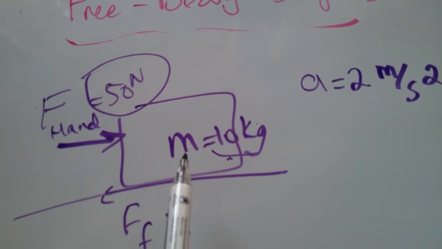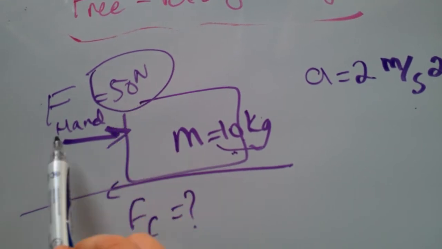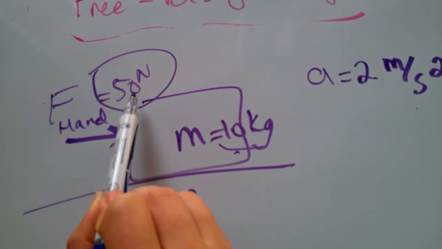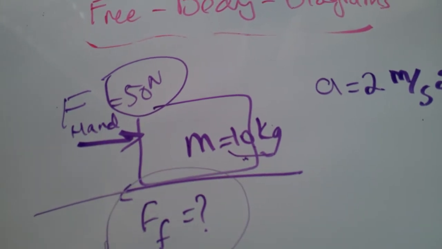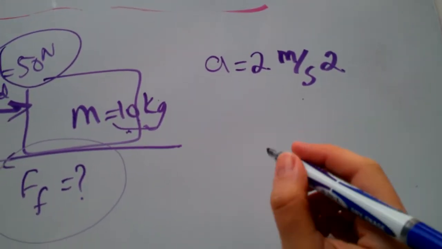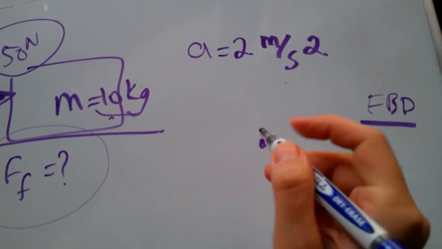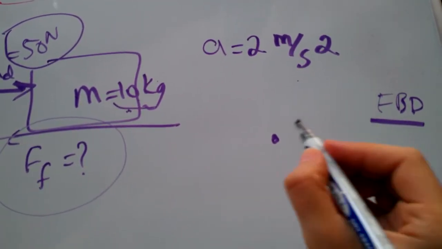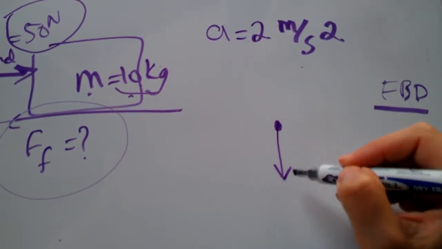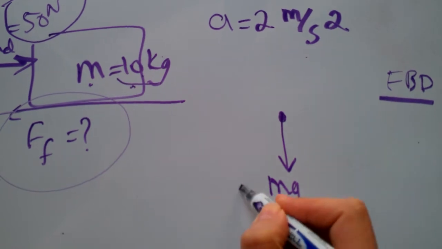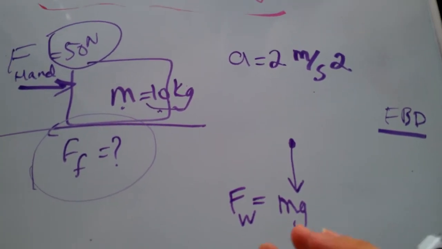Okay, so I have a box of 10 kilograms. It goes by 2 meters per second squared because of my force, because of my hand, force due to my hand, that is 50 newtons. Now I'm solving for the frictional force. First comes first. The free body diagram tells me first draw a dot instead of this block. Now draw the weight of mg. I'm done with the second part.